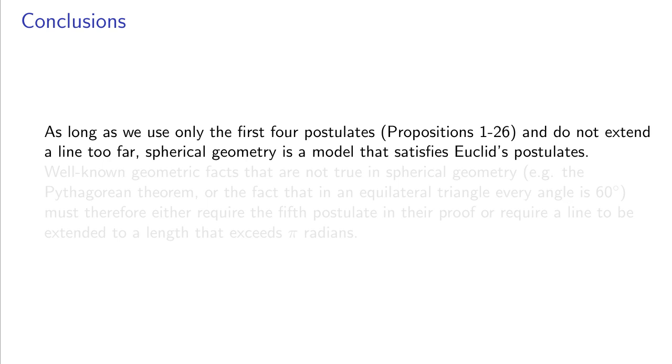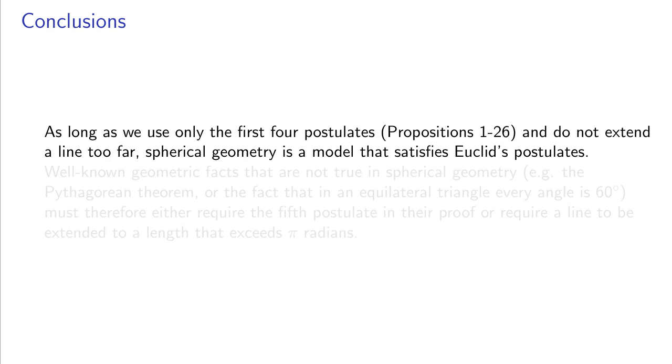So let's sum up our conclusions. As long as we use only the first 4 postulates and don't try to extend a line so that its length exceeds half the circumference of the Earth, spherical geometry is a model that satisfies Euclid's first 4 postulates. And the proofs for propositions like constructing an equilateral triangle, as you will see, work equally well in spherical geometry. You will soon meet the spherical toolkit that looks a lot like the Euclidean toolkit, except that it does spherical instead of Euclidean geometry.